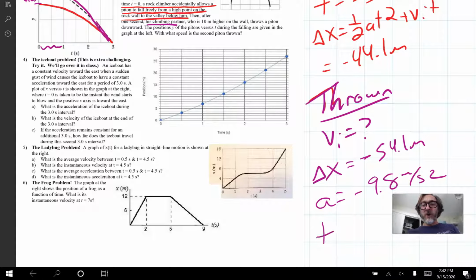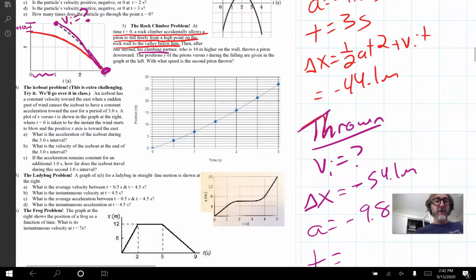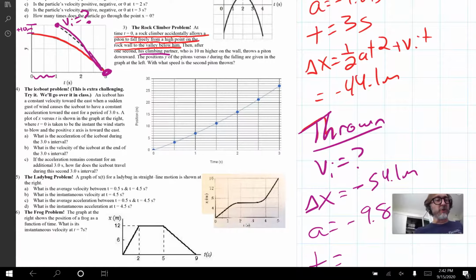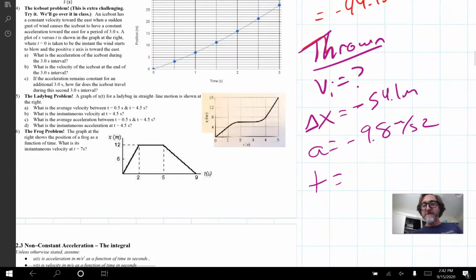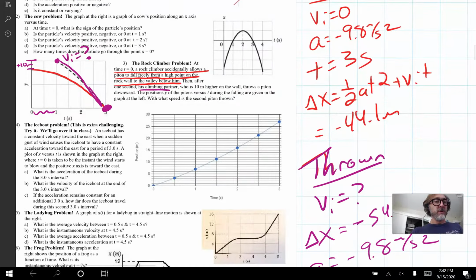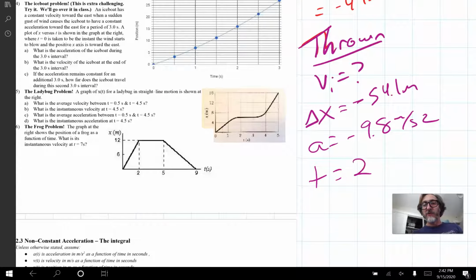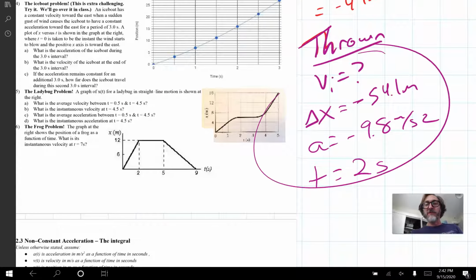And we know that they both hit the ground right here. It doesn't ever explicitly say that, but the graph shows us that they have the same position after 3 seconds. The purple one only fell for 2 seconds because he didn't drop it until 1 second later. So our time here is 2 seconds, and now we're looking for VI.